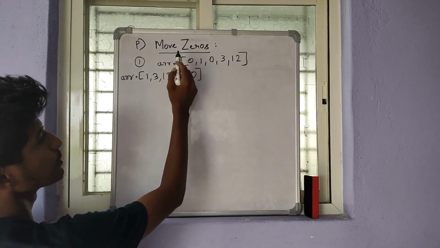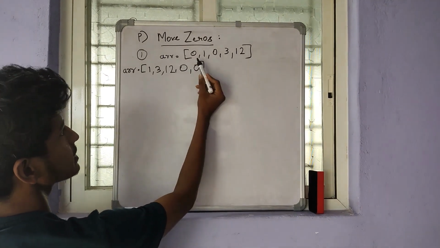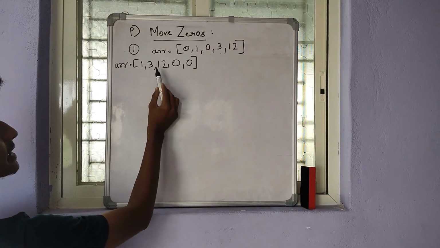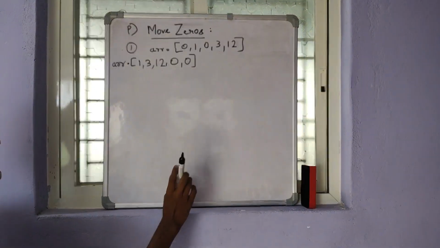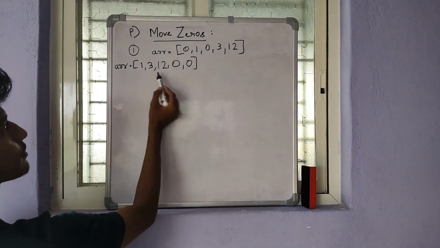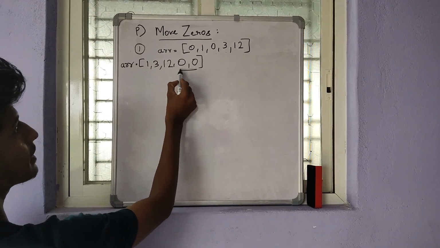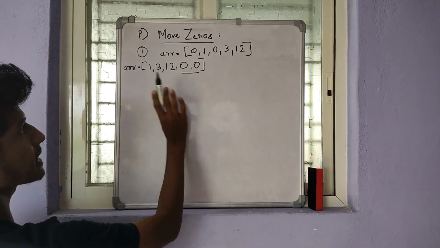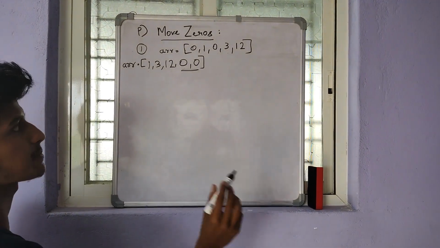The question here is move zeros. This is the given array: 0, 1, 0, 3, 12. The output should be 1, 3, 12 and 0, 0. In this concept, we just have to move zeros to the end without using another array. You just have to swap in the given array itself. You should not use any extra space.